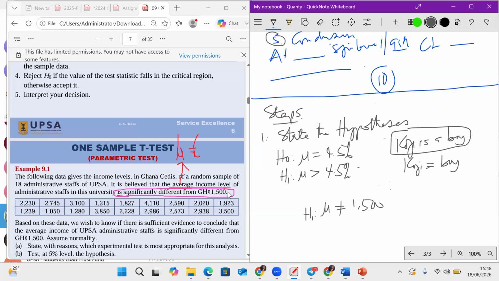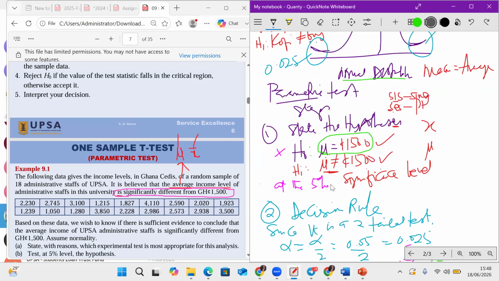Are we good? Yes, sir. Then what will be the null? The null is always the opposite of the alternative. So if the alternative is that the mean is not 1,500, then the null is that the mean is 1,500. Do you get it? Yes, sir. That's what we did yesterday. Are we good? Yes, sir.